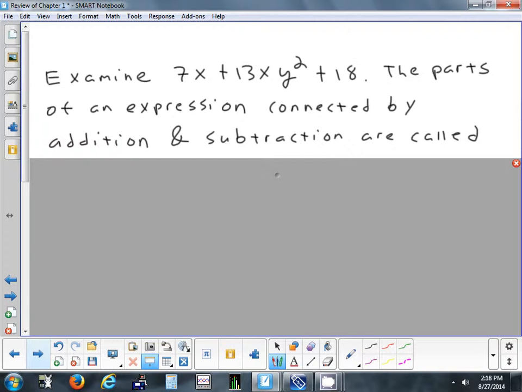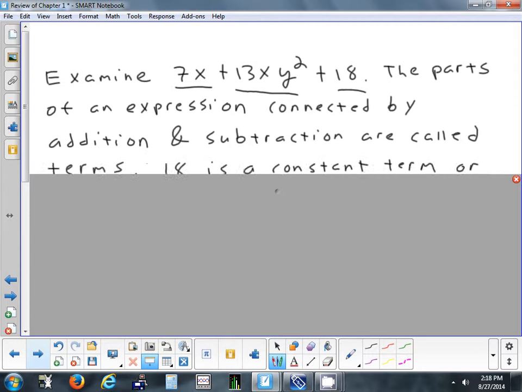All of it together. 7x. That's your first term. What about your second term? 13xy squared. Keep going till you hit an addition or subtraction sign. How do we say that? y squared, or y to the second, same thing. Is there any other term here? 18. This is an expression that has 3 terms. So if I ask you, what's the first term? I'm asking, what's the first thing you see before you hit an addition or subtraction sign? Okay, question.